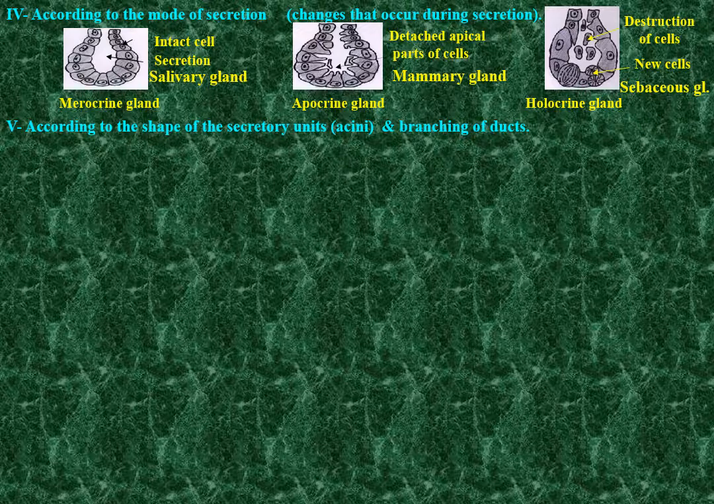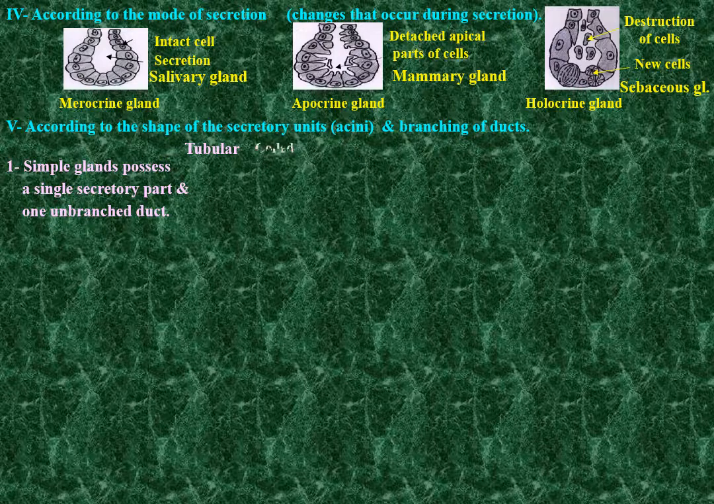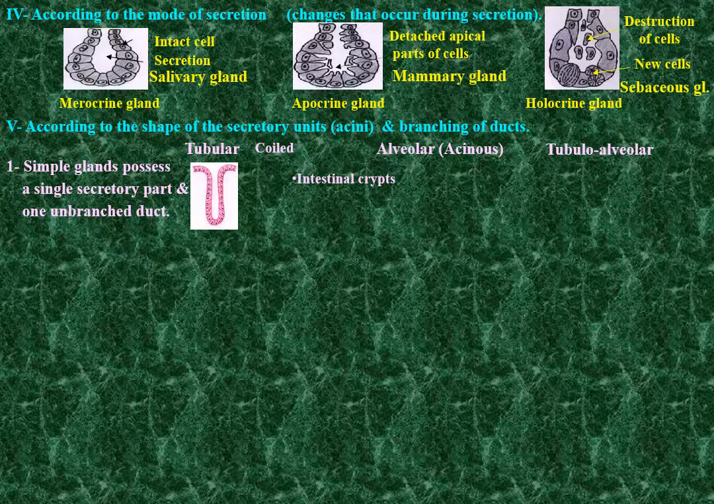Fifth, according to the shape of the secretory units, acini, and the branching of the ducts, exocrine glands are classified into simple glands, which possess a single secretory part and one unbranched duct. The secretory part may be tubular, sometimes coiled, alveolar or acinous, or tubulo-alveolar. Simple tubular glands, as in the intestinal crypts, or simple tubular coiled glands, as the sweat glands.